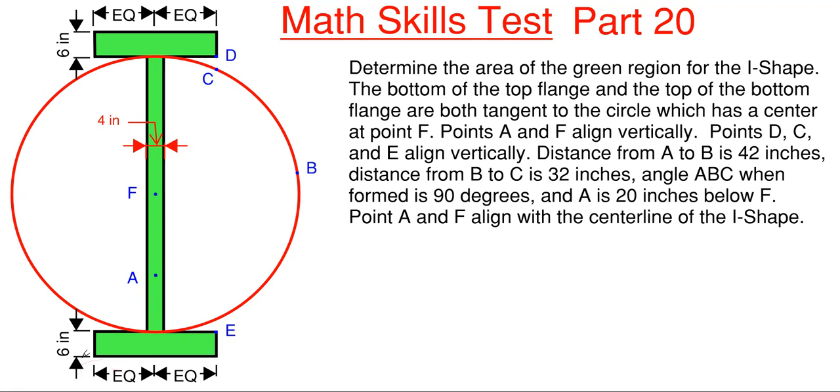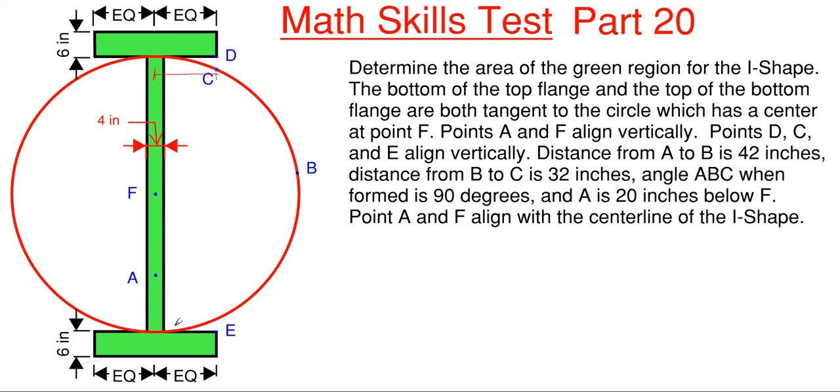We do not know the overall width, but we do know it's equal about the center line of this eye shape. So we also know that D and E align along the edge here, and they align vertically right with point C. So we are also going to have to get this distance from the center to C in the horizontal direction, and we are also going to have to get our overall diameter for this circle in order to get the area for these three little rectangles here.